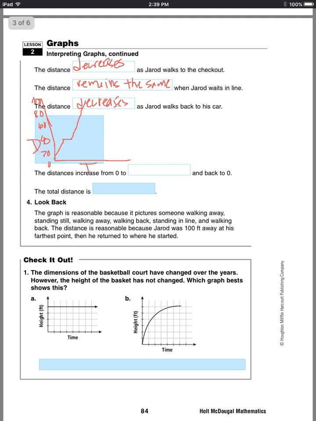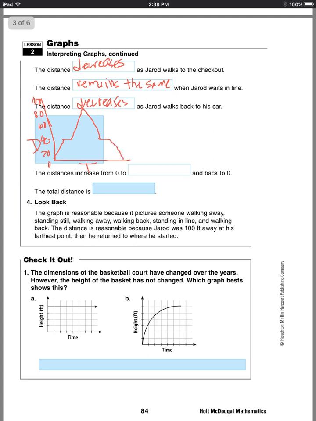He grabbed his milk, and then he walked the 60 feet to the front of the store, where he waited in line again. So back of the store, we got further away from his car, so we increased. Then he went to check out. So it decreased because we got closer to his car. Then we had to wait in line, so it was a straight line because we didn't get farther or closer to his car, but we did use some time. And then he went back to his car.